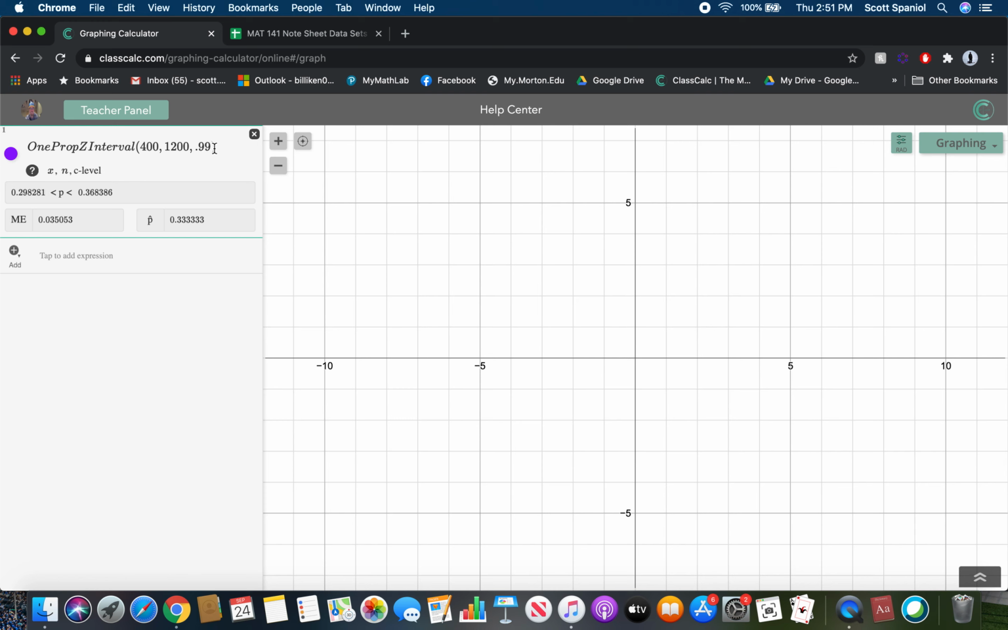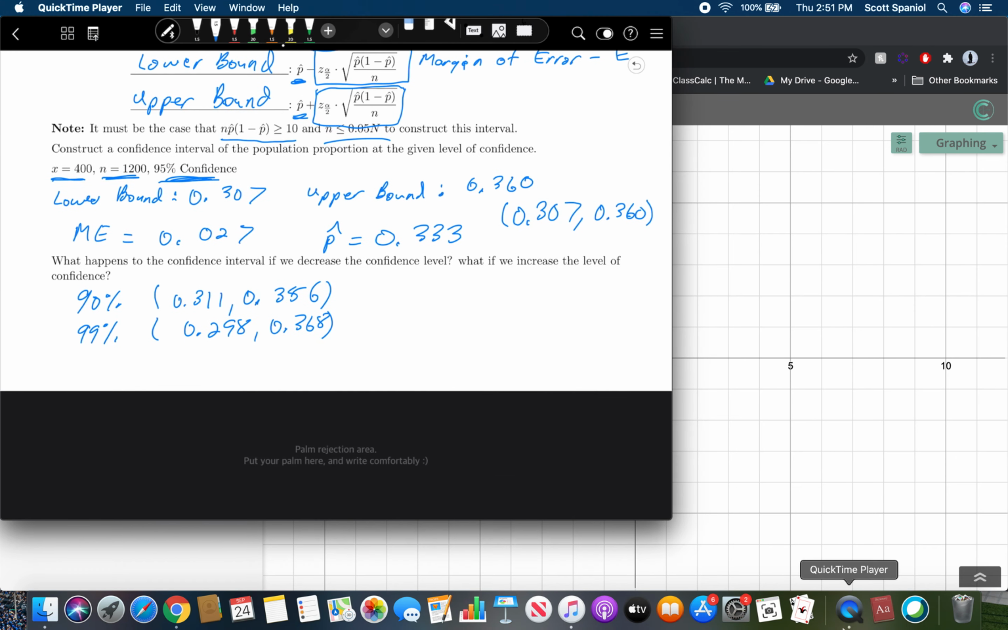So that gives me 0.298 to 0.368. And so what we can say is that if we are less confident, we get a smaller interval. So if we'd like a smaller interval, we have to be less confident. If we want to be more confident, we have to have a bigger range, right?